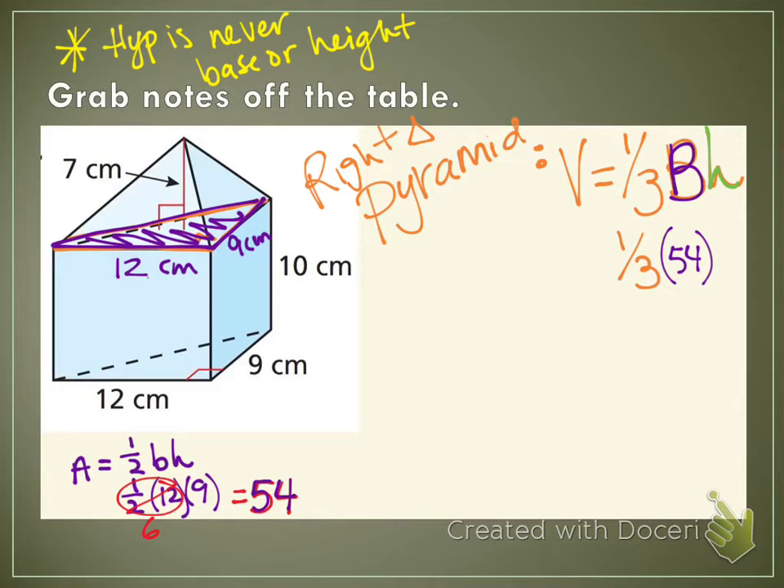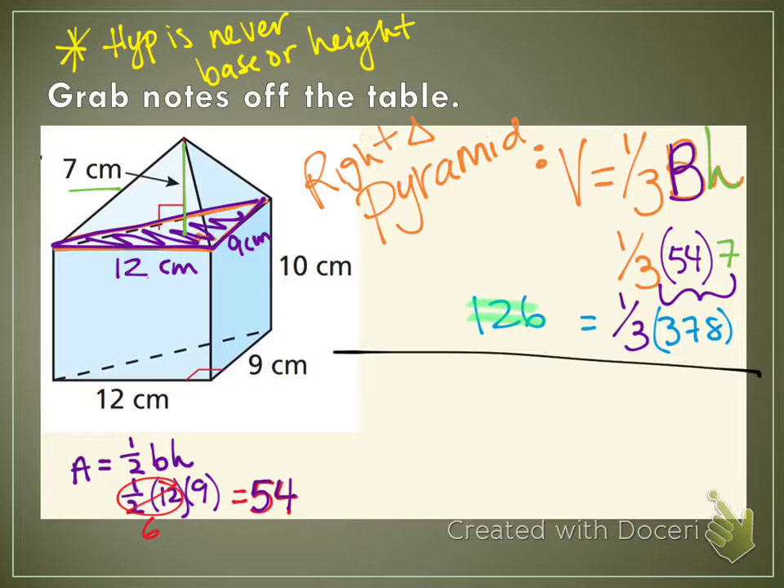What is the height of the pyramid? It is 7. You can do this a couple ways. You can keep the 1/3. What is 54 times 7? It is 378. And then divide it by 3 or multiply it times a third. That's the same thing. It is 126. So that is the volume of the top. All we do now is find the volume of the bottom.